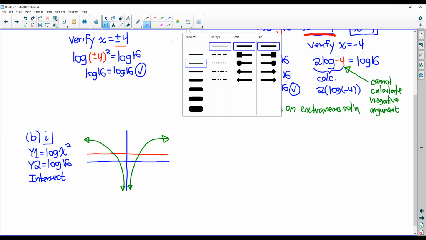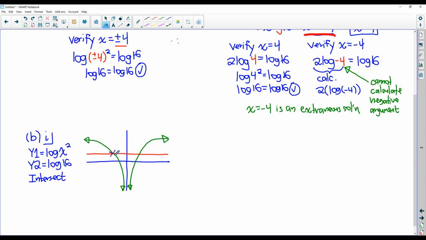And then you're going to have two solutions. So you're going to have a solution right here. Okay, call that solution 1. And that's going to be x is equal to -4. Then you're going to have a solution right here, which is x is equal to +4.